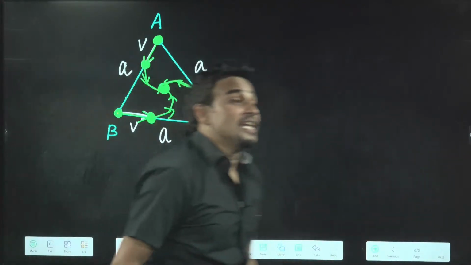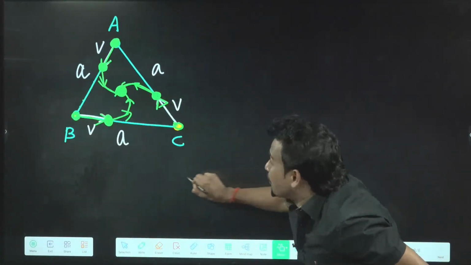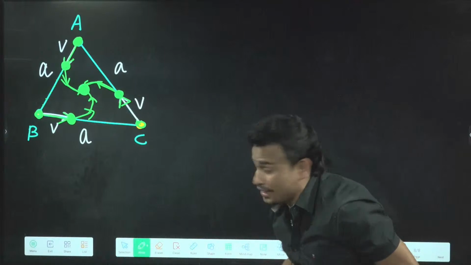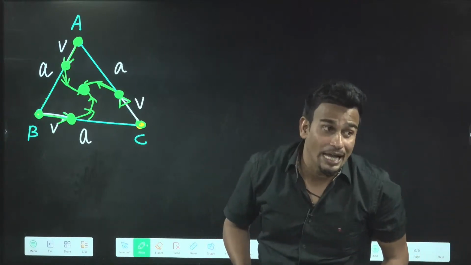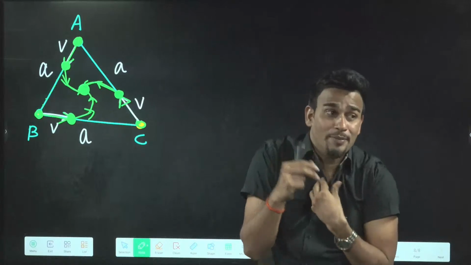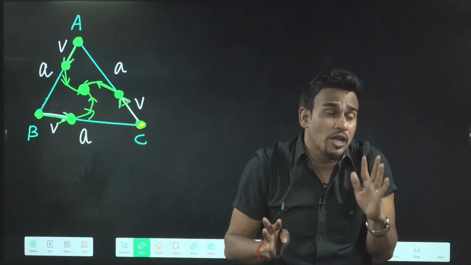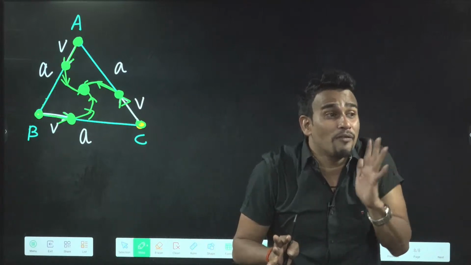Now the question asks us to find the time. Tell us the time after which they will meet. Look carefully at the time. You may forget the formula, so you must know how this time is calculated. Ultimately, you have to remember the formula and use it to do the question, but understand how that formula comes.